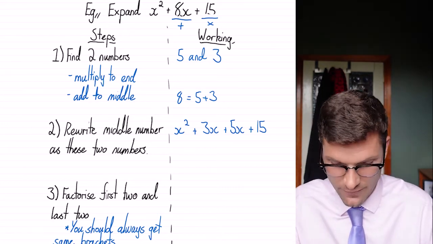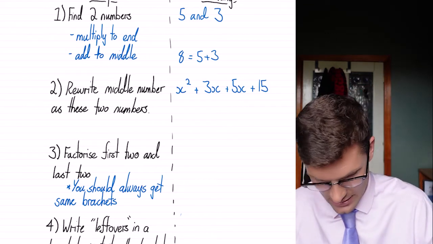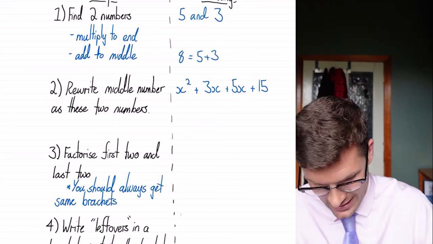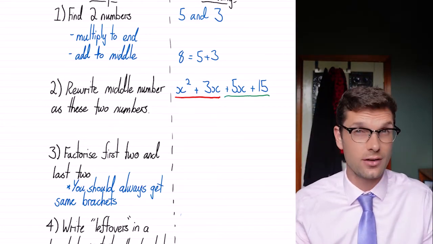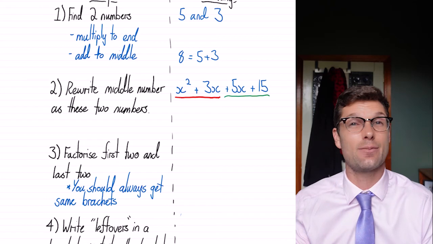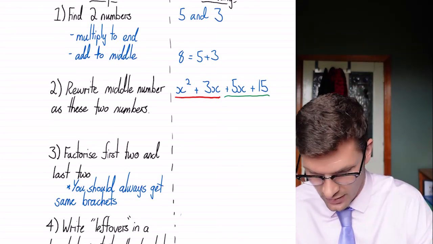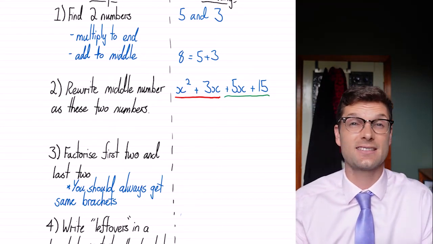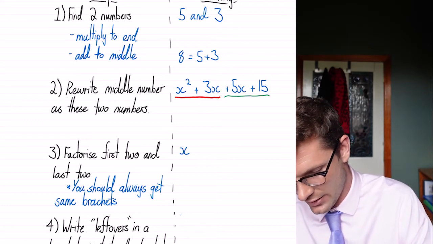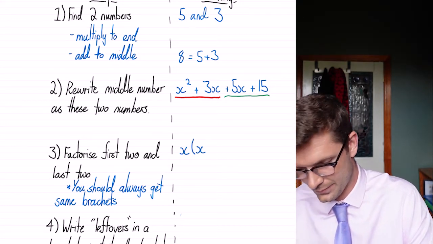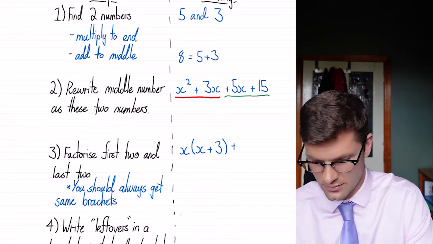Then what we're going to do is factorize these four terms as two pairs. So we're going to factorize this first pair and then we're going to factorize this second pair. We should always see the exact same thing in the brackets after we do this. So for this first one, we've got x squared plus 3x. The common factor there is x. So we're going to take an x out and then we're left with x plus 3. Then for the next one, we've got plus 5x and 15. The common factor between 5x and 15 is 5.